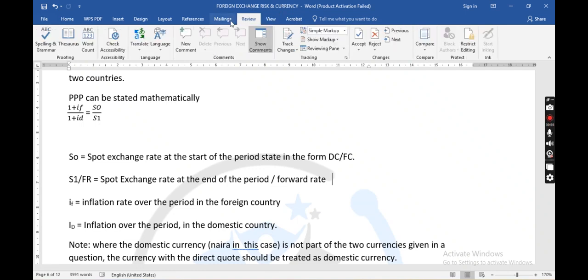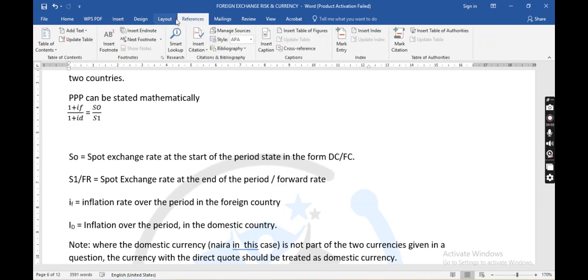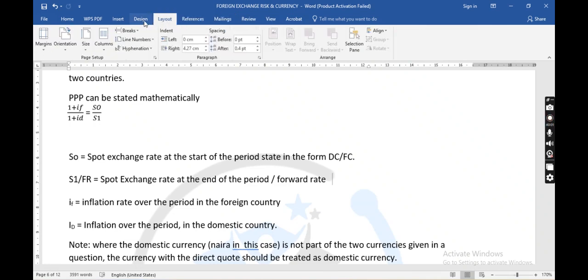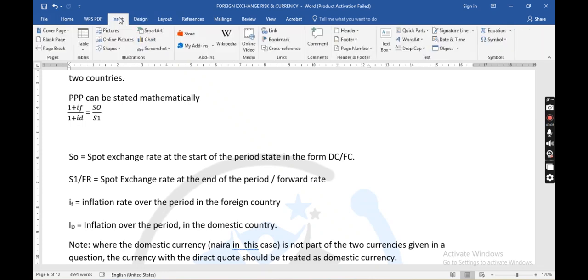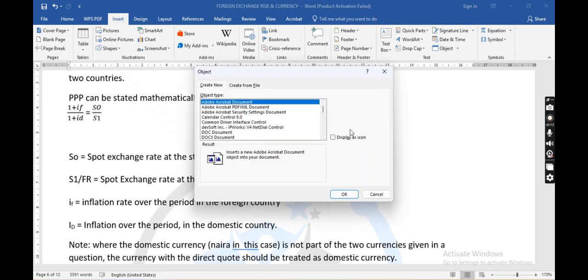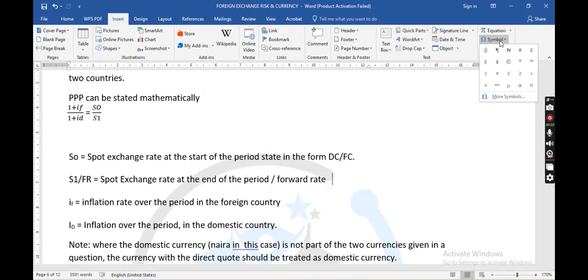Subject. Okay. This will waste our time. Okay, symbols. We check these symbols. Okay.